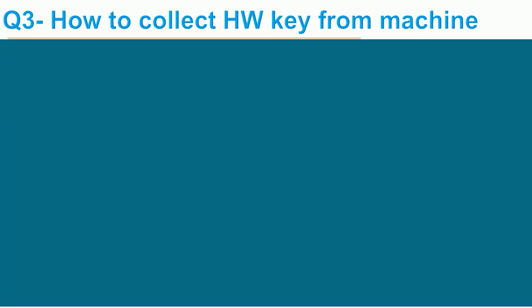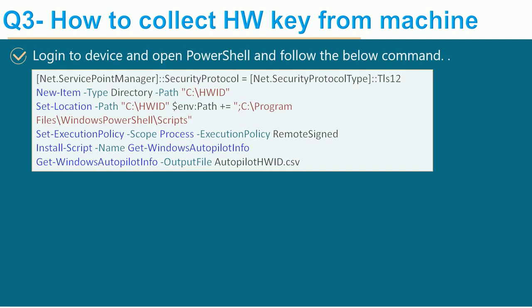Now, how to collect the hardware key. There are two methods: either your device is in production or it is a new device. If your device is in production, then you can directly log in, because the user authentication and everything is configured on the device, so it's very easy. If your device is totally new, then it's a little different. When your device is already in production, you can open PowerShell and run this command. You will collect the hardware device ID, and you can create the collection based on it.